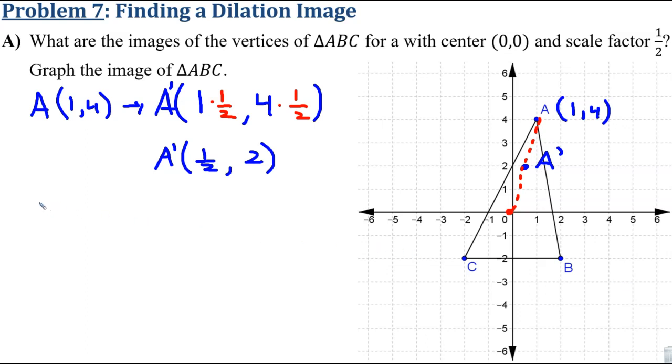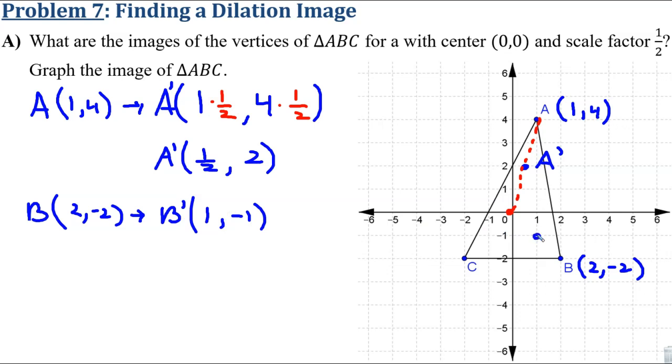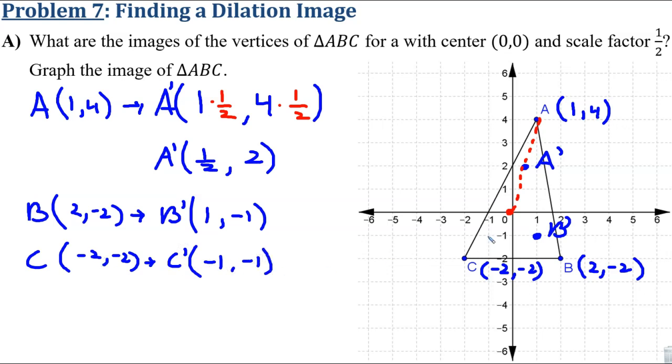And we can do the same thing with the rest of our points. B, our pre-image, is at 2, -2. It's going to turn into B prime. Half of 2 is just a 1. Half of -2 would be a -1. And same idea with C. C is currently at -2, -2. And that'll turn into a -1, -1 when I multiply both those 2's by a half.